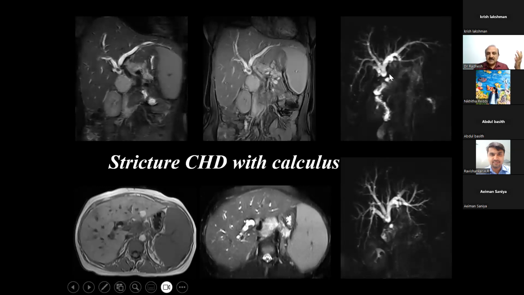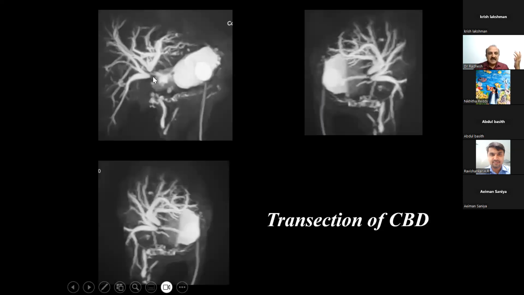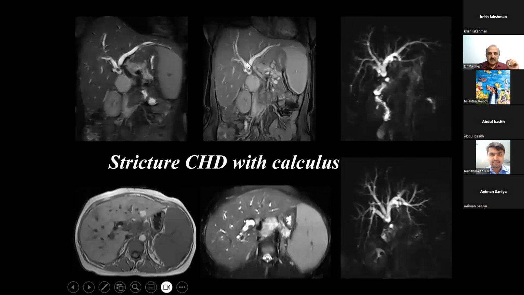Here, because of this clip which is there, you're not seeing the CHD better on this MIP image. But when you look at the raw data, though the clip is there, you can still see the anastomosis, the hilum here, right duct, left duct, and the common hepatic duct here. So the injury is below the level of the common hepatic duct.